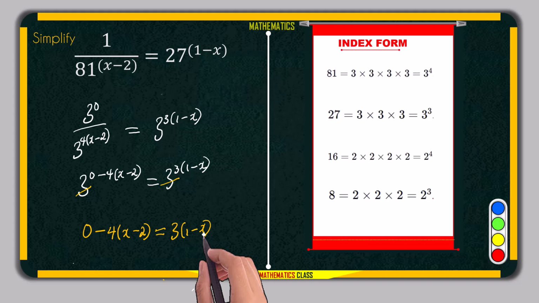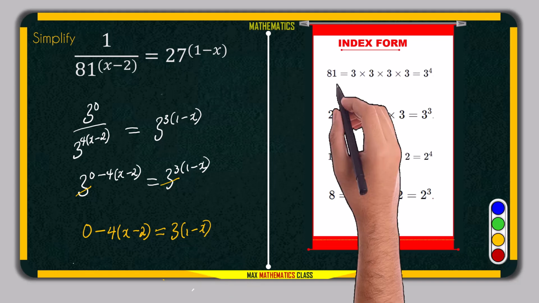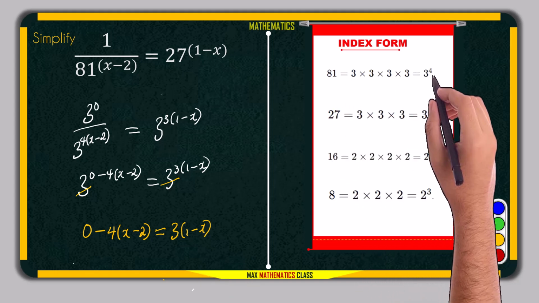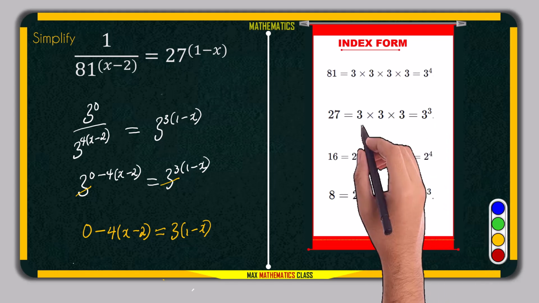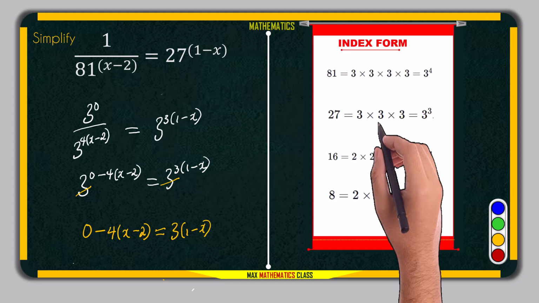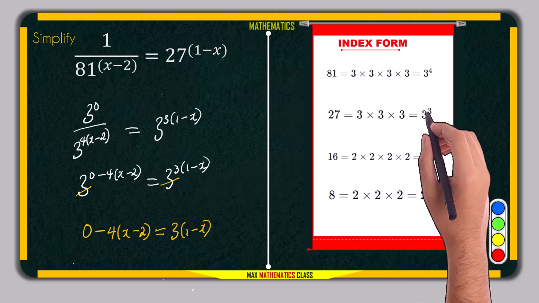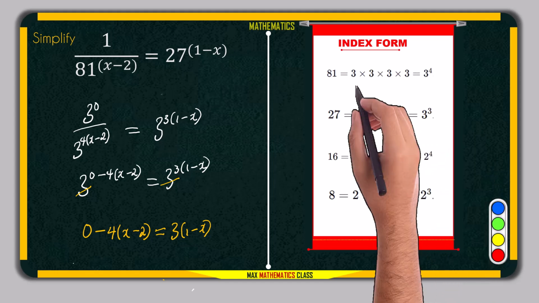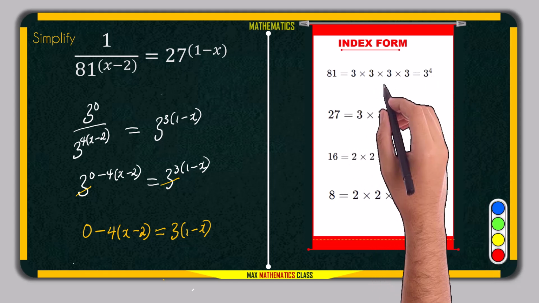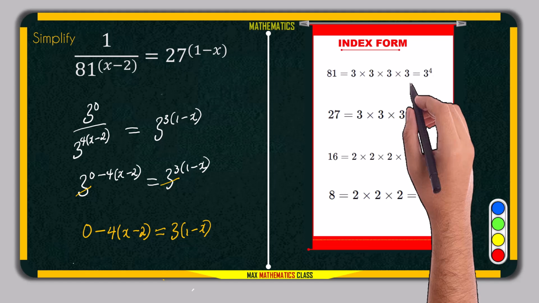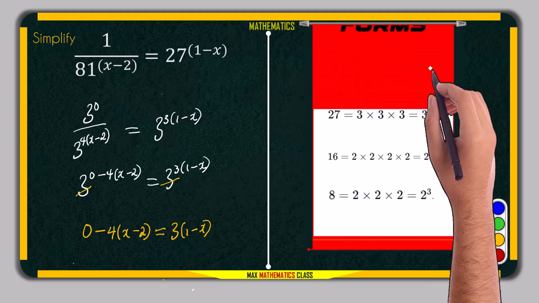Remember, this is still the same index form chart. So 81 is the same thing as 3 raised to the power of 4. 27 is the same thing as 3 raised to the power of 3. Now this 3 is as a result of 3 times 3 times 3, so we have the 3 at the power. Now this 4 is as a result of 3 times 3 times 3 times 3, 4 times, so that gives us this 4.